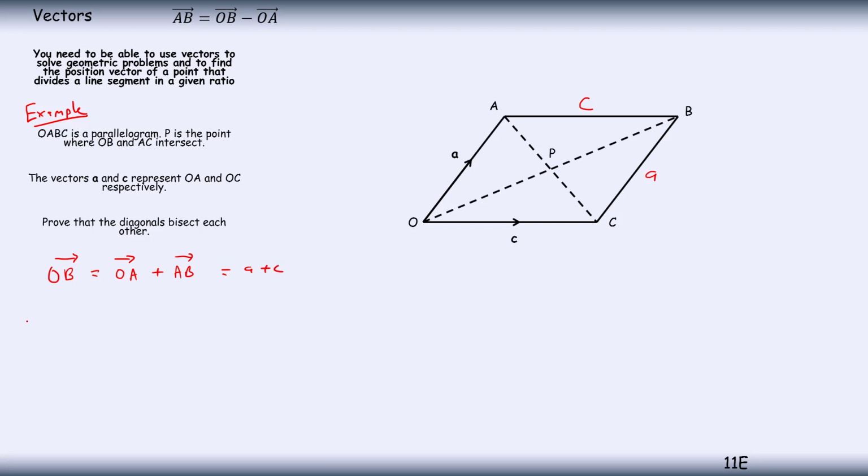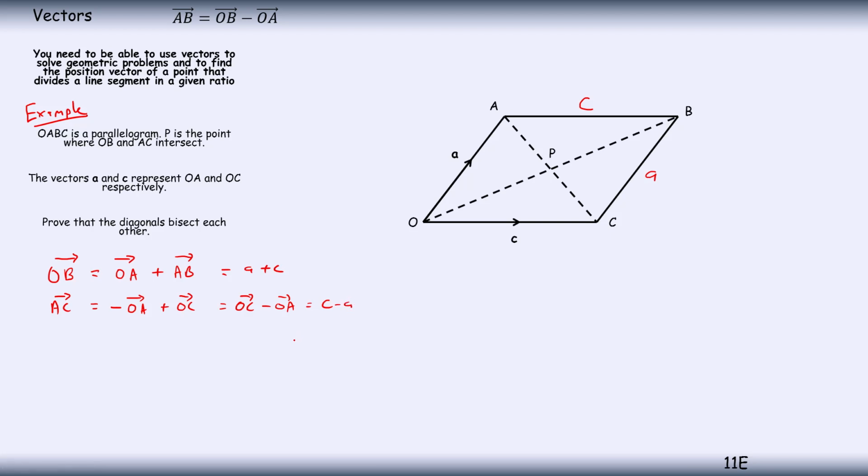Let's look at the other diagonal, AC. To get from A to C, I can travel back down OA, so it's negative OA, and then plus OC. So negative OA plus OC, which is equal to OC minus OA, which is equal to C minus A. So those are the two diagonals.